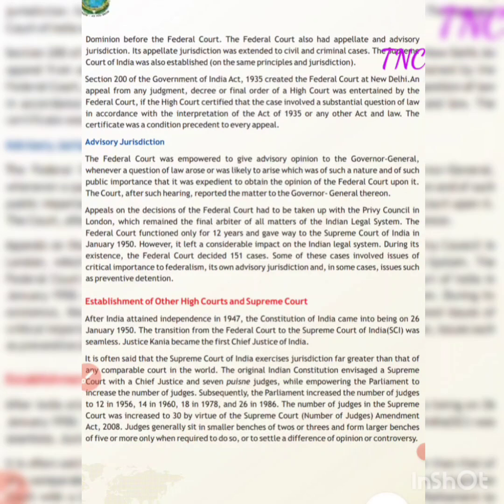During its existence, the federal court decided 151 cases. So auspicious number it is. Just joking. 151 cases it had decided or solved. Some of these involved issues of critical importance to federalism, its own advisory jurisdiction, and in some cases issues such as preventive detention. There may be various problems or issues that people could face, right? So all those matters can be taken up to the court.